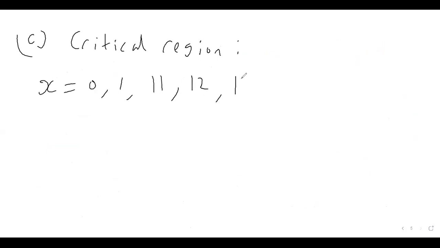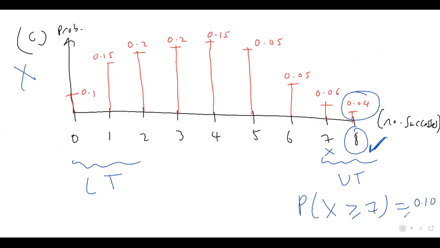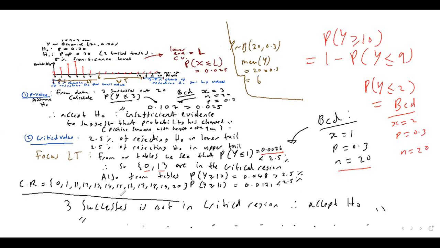So for part C of the question, we're going to say this. We know that our critical region is this here: x equals 0, 1, and then 11, 12, 13, all the way up to 20. So again, that's our critical region for this test.